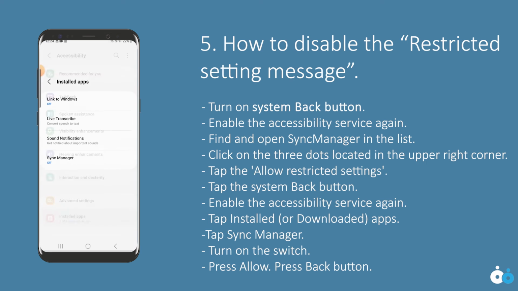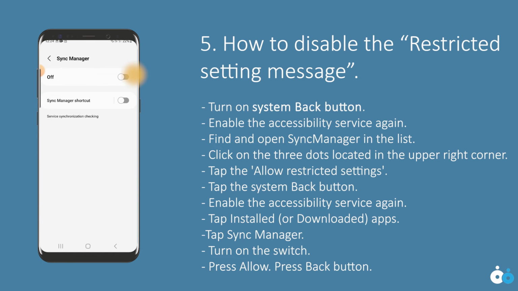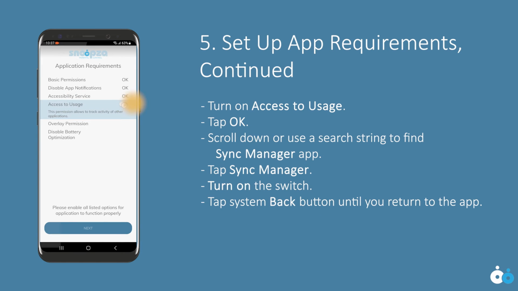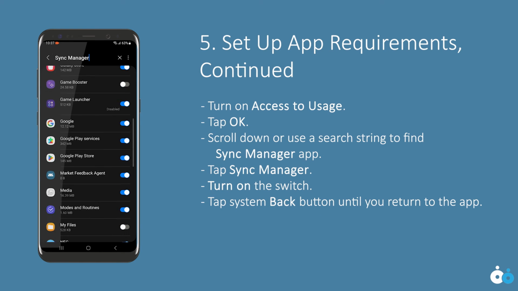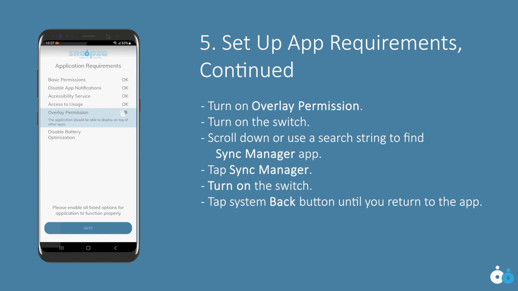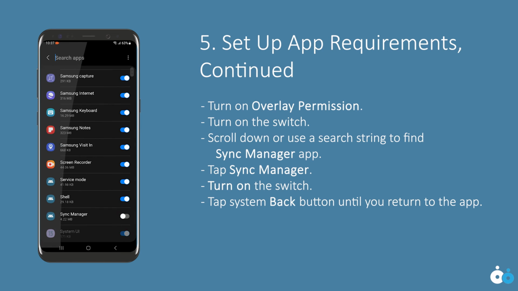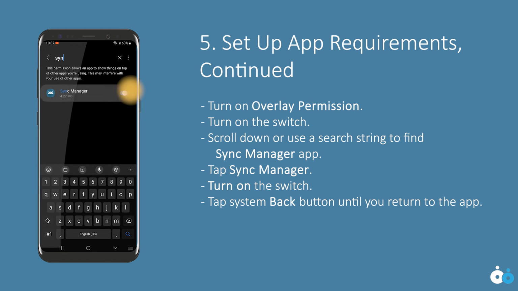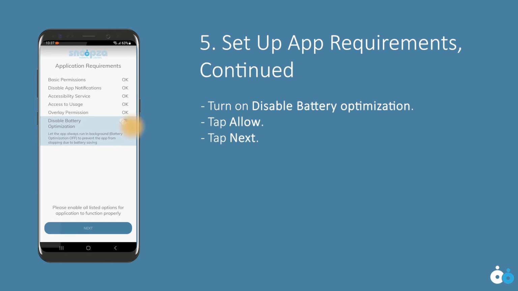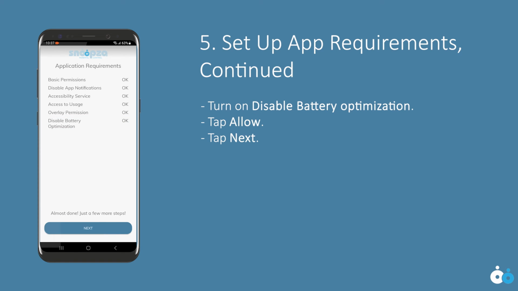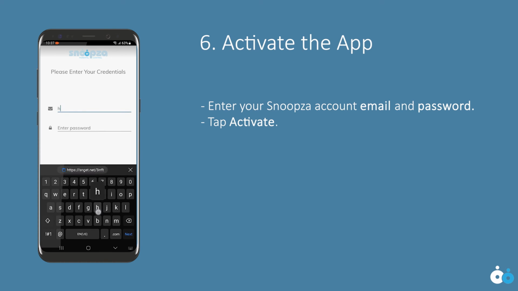Tap Sync Manager. Turn on the switch. Press Allow. Tap the System Back button. Press Back button. Now turn on Access to Usage. Activate the switch on the Access to Usage. Next, turn on the Overlay permission by activating the switch. If the Service Sync Service is not found, search for Sync Service in the list and turn on the switch. Activate the switch on the Disable Battery Optimization. Press Allow. Press the Next button.